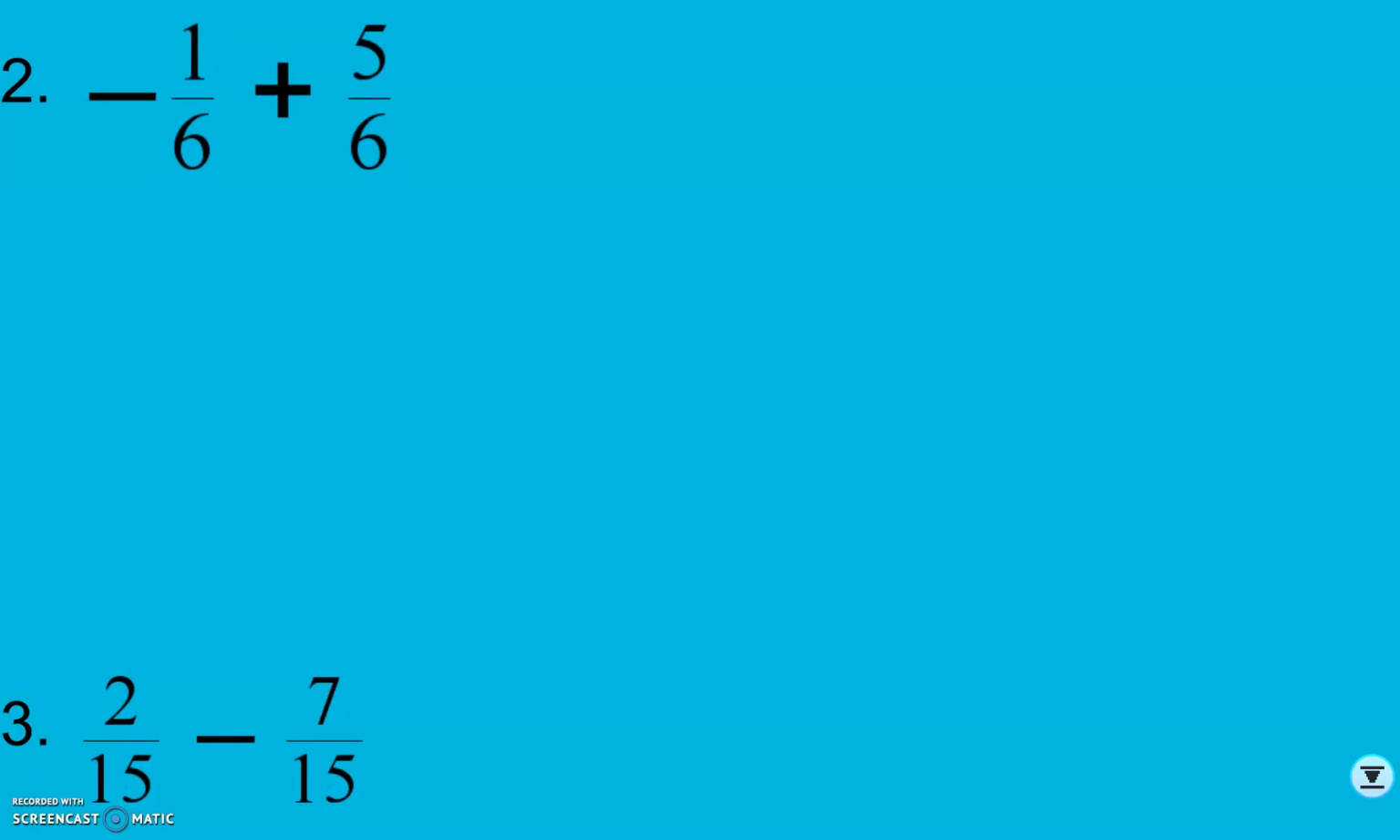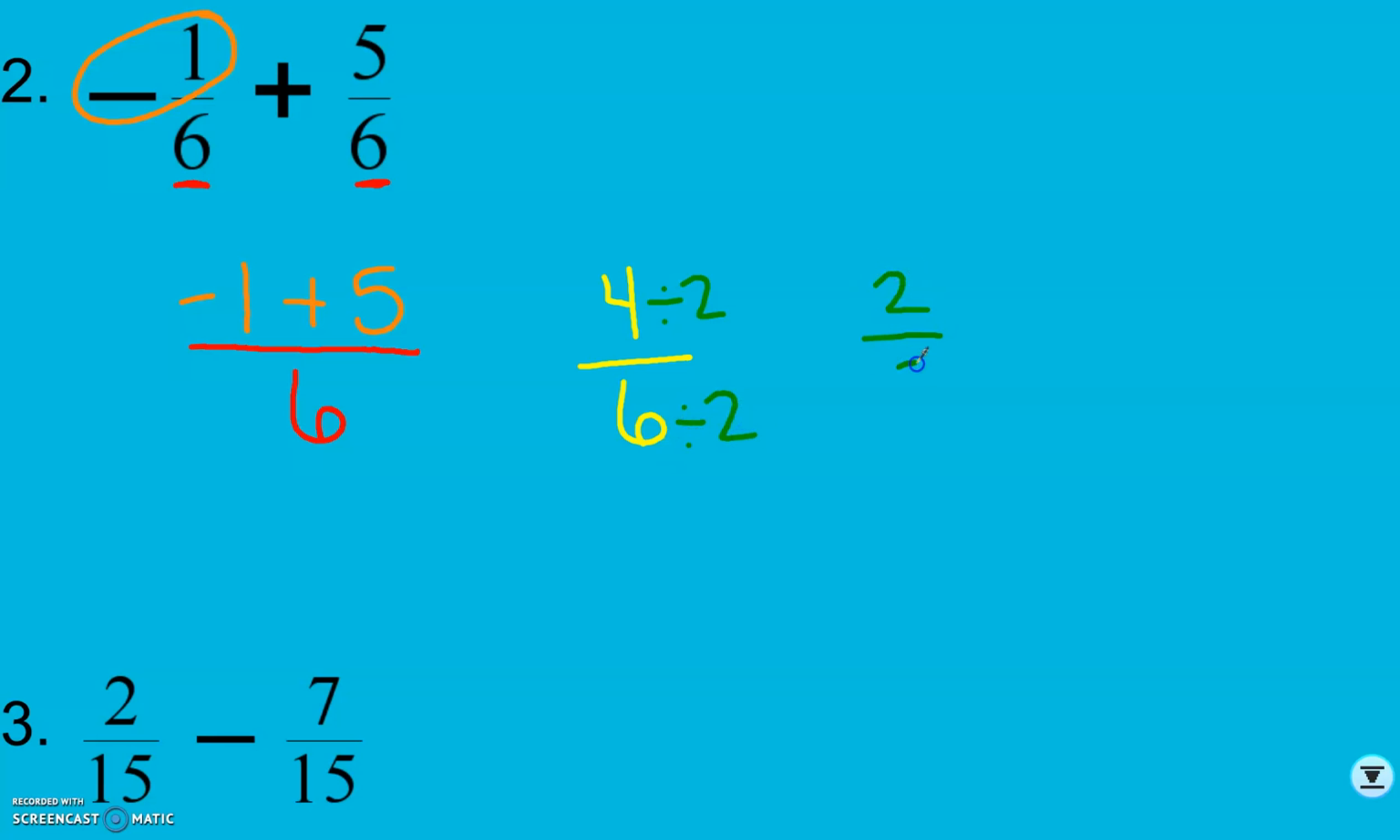For 2, again, we're adding, and I have common denominators. Since they're both 6, I keep my denominator as a 6 and perform the operation in my numerator. I'm going to take that negative with my 1 plus 5. Different signs means I subtract, give the sign of the bigger number, so it's a positive 4 over 6, and then we check, can we reduce? Well, I can take a 2 out of each of them as the greatest common factor, and I'm left with 2 over 3.